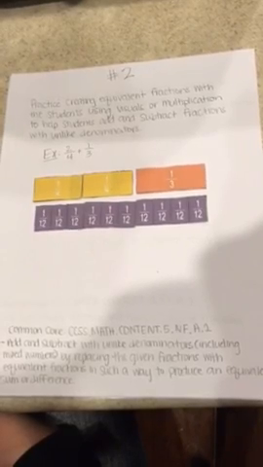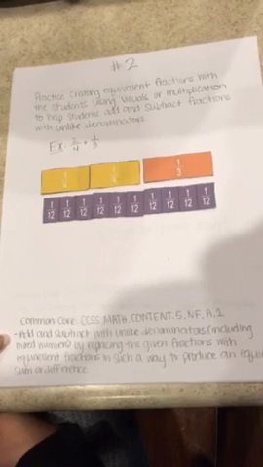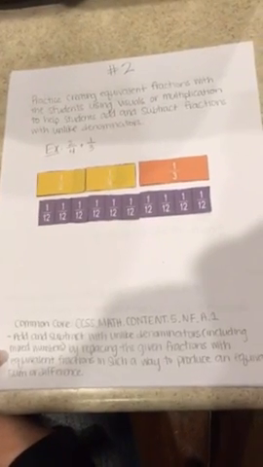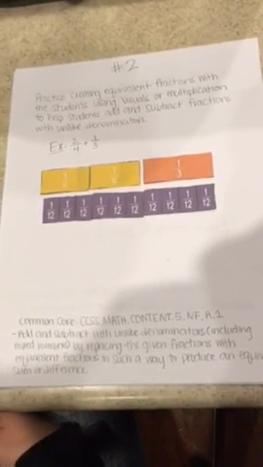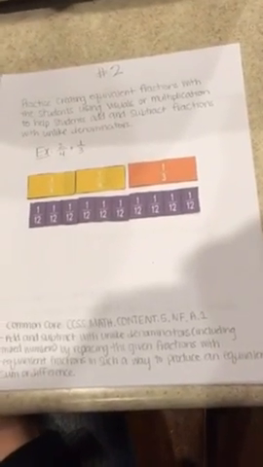The Common Core standard that this applies to is add and subtract with unlike denominators, including mixed numbers, by replacing the given fraction with an equivalent fraction in such a way to produce an equivalent sum or difference.